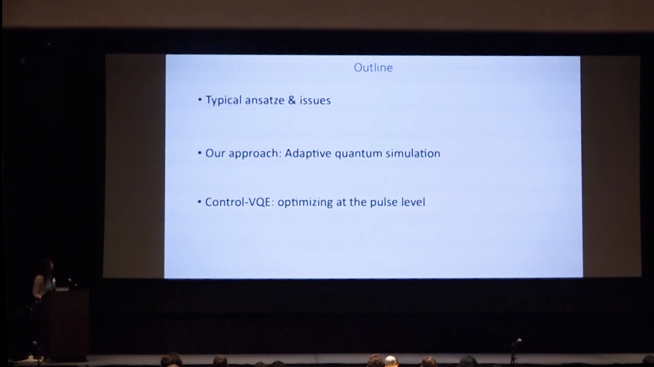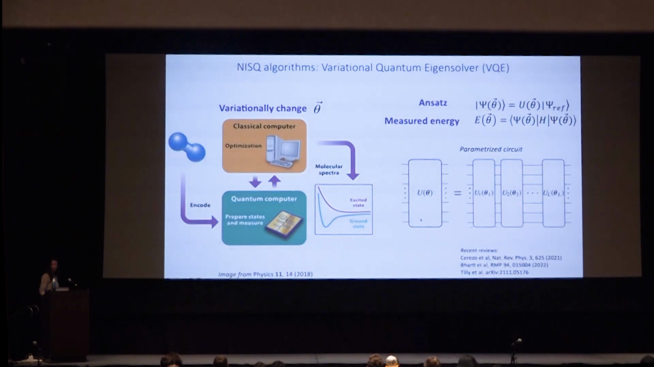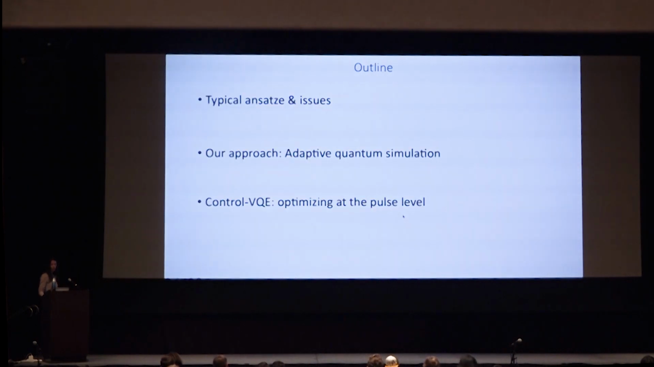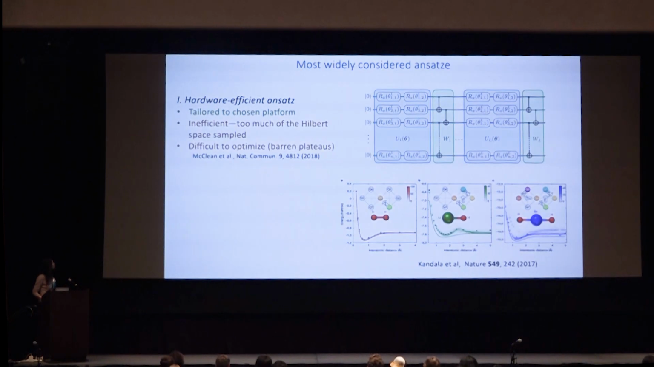So here's my outline. I'll tell you a little bit about ansatz that have been used. So how do we choose this U(theta)? Then I'll talk about our approach, which is adaptive approaches. And if I have time, I might need to skip this last part, but I can talk about it offline. I'll talk about pulse level VQE.